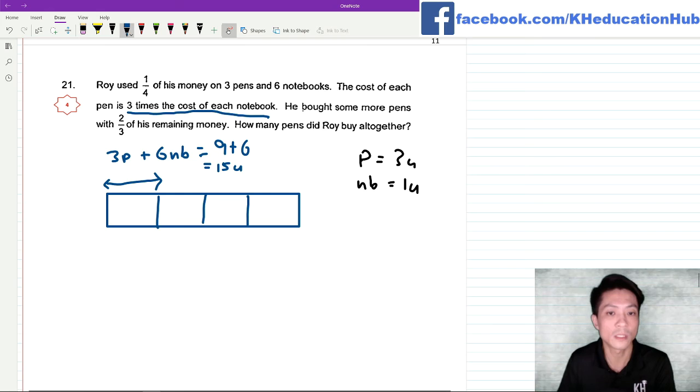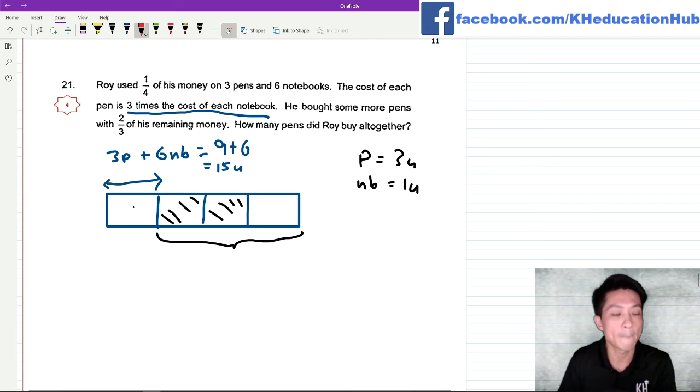Okay, so the next thing he did was he bought some more pens with 2/3 of his remaining money. So the remaining money will be over here. You can see that 2/3 is just nice because this is already in 3 blocks, so I'm not going to draw another block over here. 2/3 of his money to buy pens. So how many pens did Roy buy altogether?